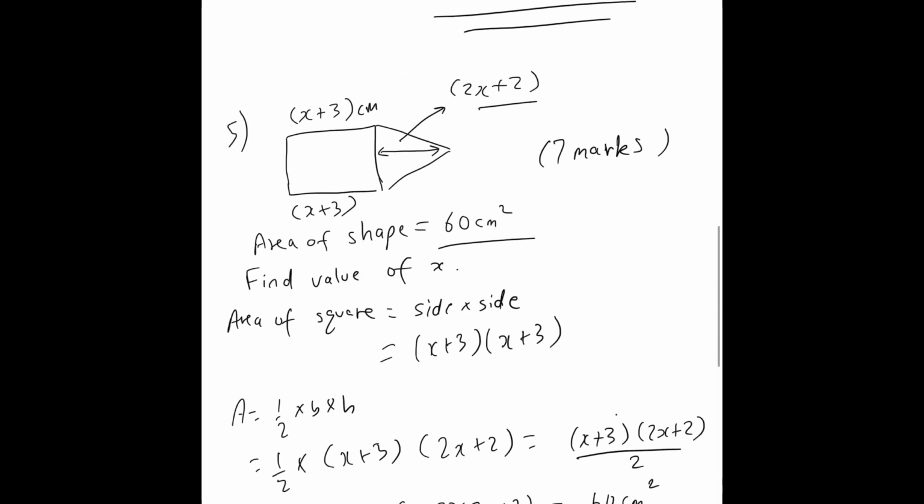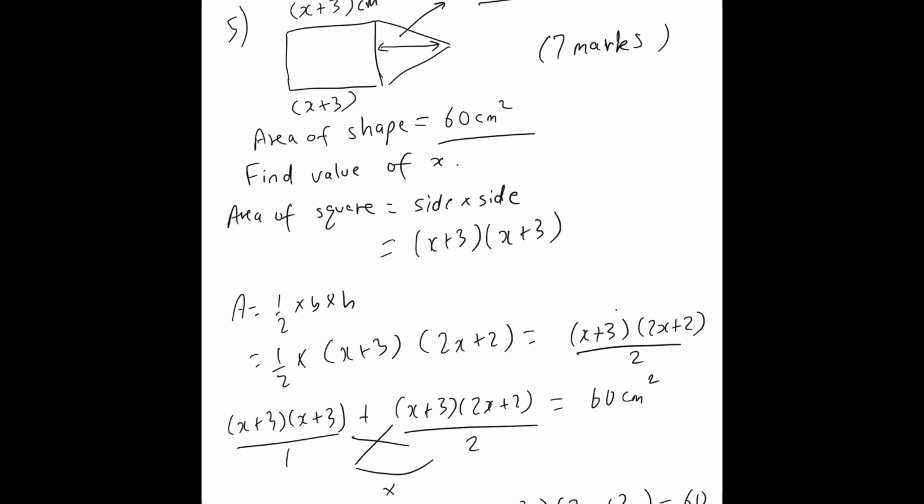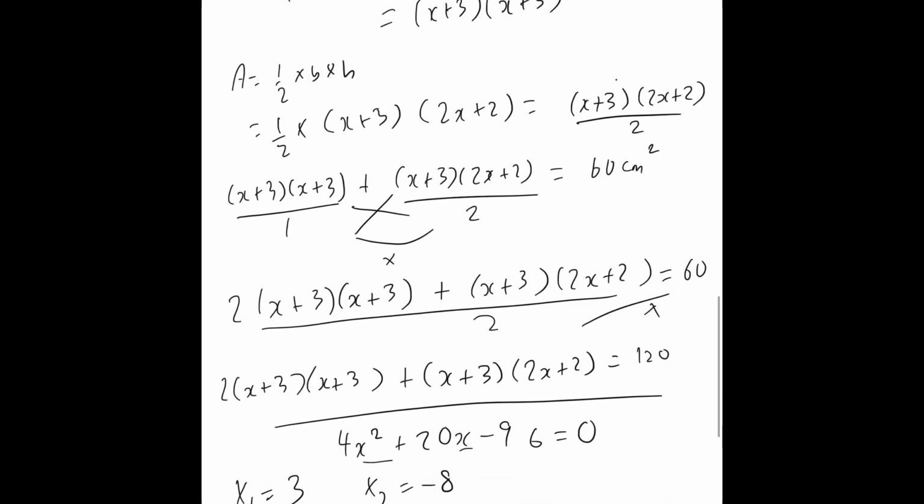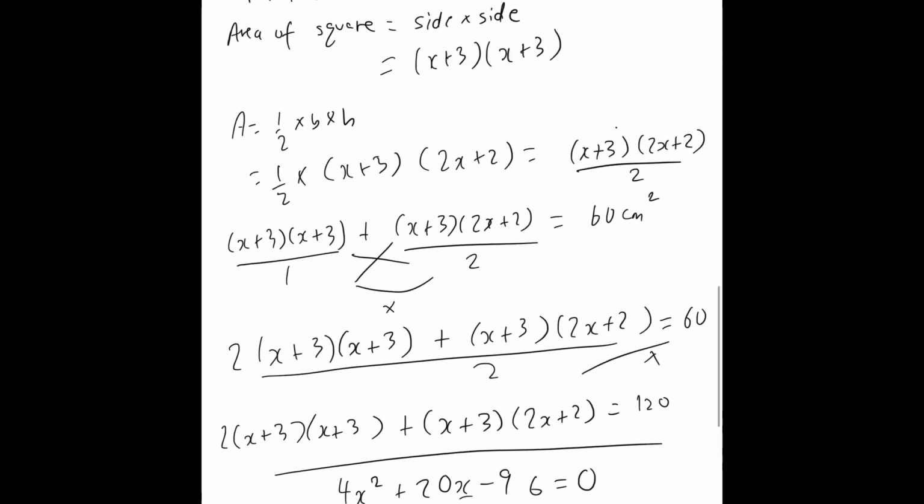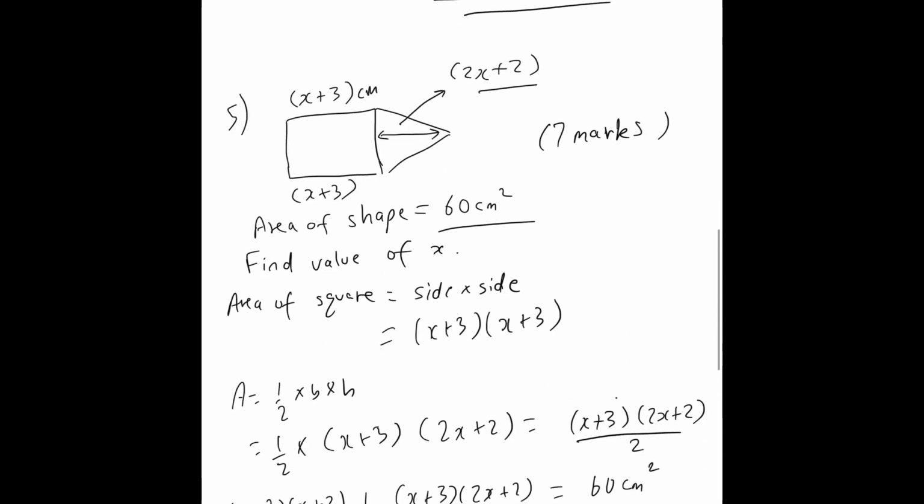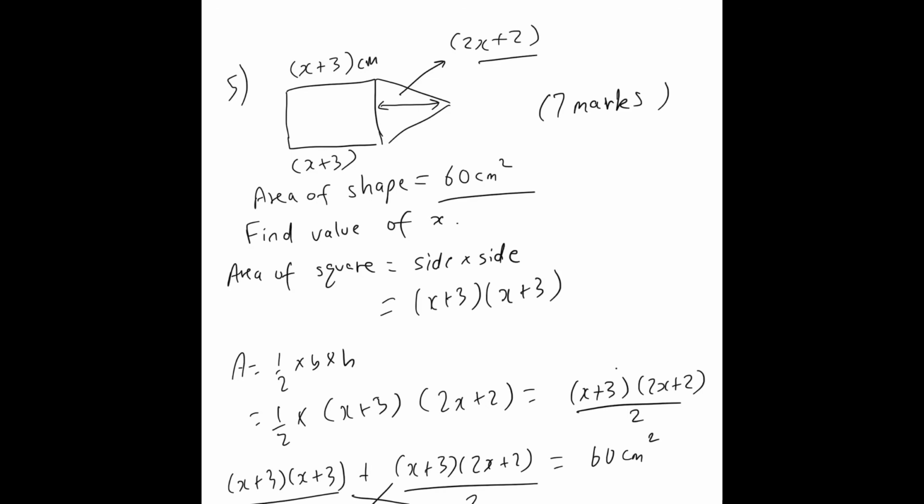Since I've asked you to find the value of x, you should know that a length cannot have a negative value. I'm just going to write it down here. You will never see a side which is minus 3. That's not possible. So minus 8 is rejected. The side length of the square can never be negative. A length cannot have a negative value.